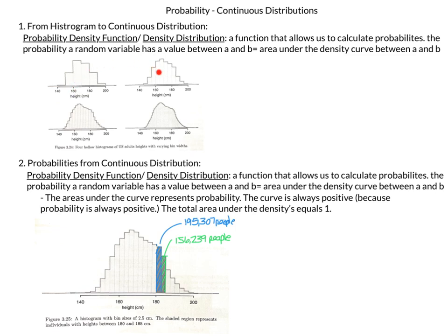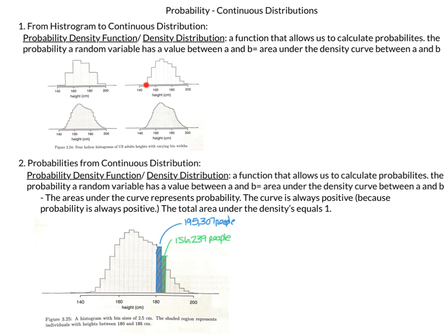We take a look at this next histogram where we further divide each category by half. So instead of 10 centimeters, we only look at 5 centimeters. Here we have 140 to 145 centimeters, 145 to 150, 150 to 155, and then finally 155 to 160 over here. And you can see we end up with a more refined histogram.